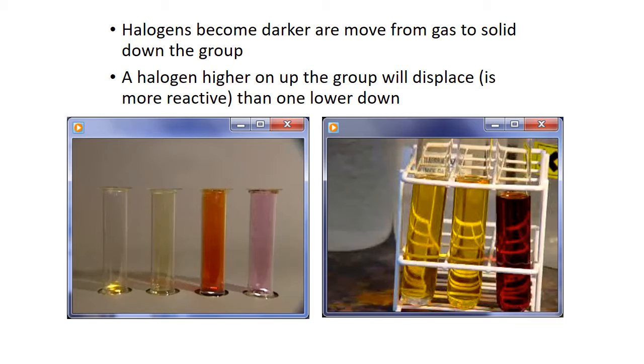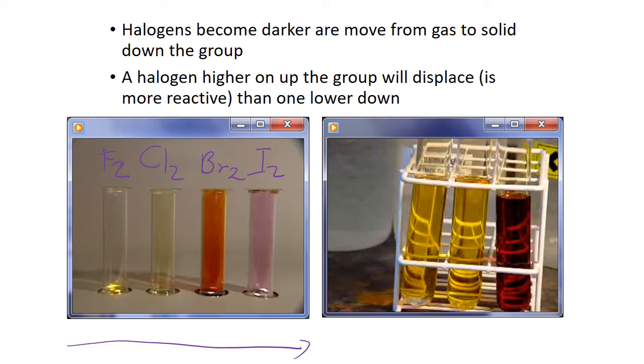Okay, so looking at the halogens, what they look like. Halogens become darker as you move from gas to solid down the group. You start off with fluorine gas, which is a very pale yellow. Then you move to chlorine gas, which is a darker green. Then you move to bromine, which is a liquid that emits a brown vapor. And then you have iodine, a solid that sublimes into a pretty purple gas.